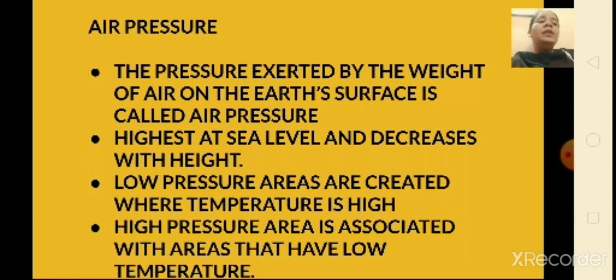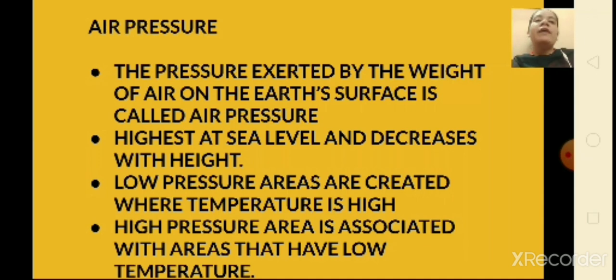The pressure is exerted by the weight of air on the surface of the earth. So as we go up the layers of atmosphere, the pressure falls rapidly. The pressure is highest at the sea level and it decreases with height.